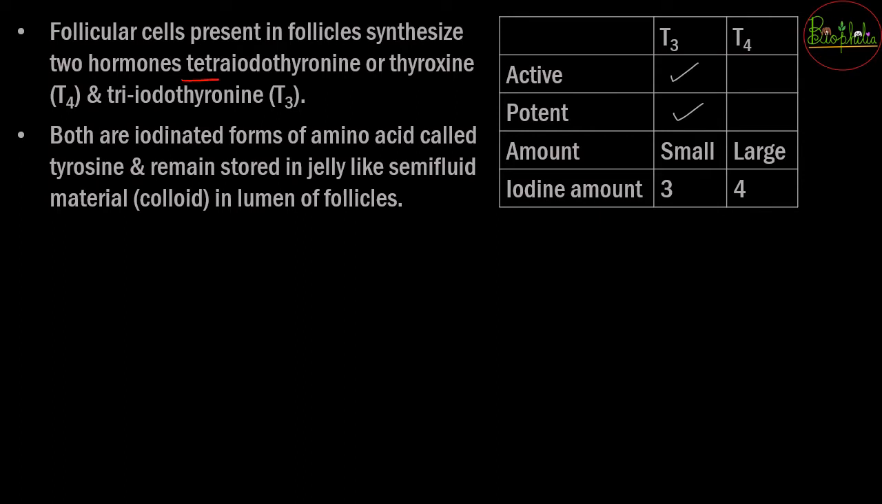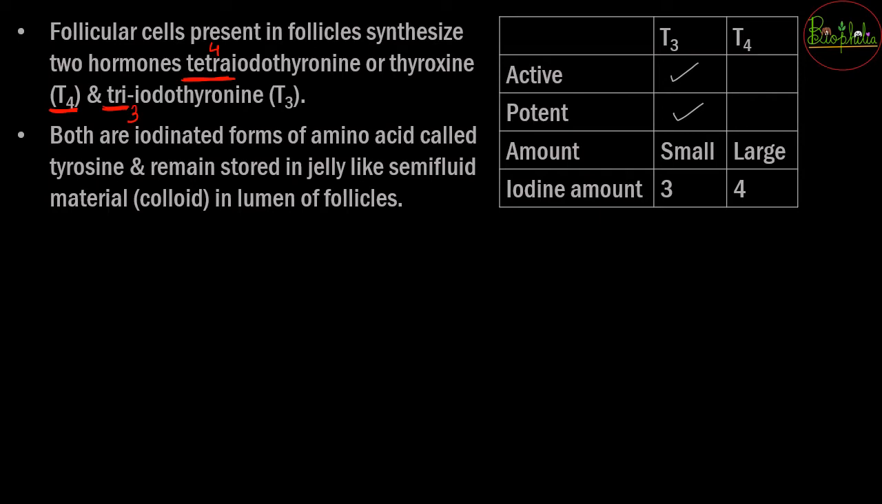The first one is tetraiodothyronine, which is tetra, that is 4, so it is shortened as T4, also called thyroxine. And triiodothyronine, which is tri, that is 3, so it is called T3. So two hormones come out of the thyroid gland, and together they are called thyroid hormones.